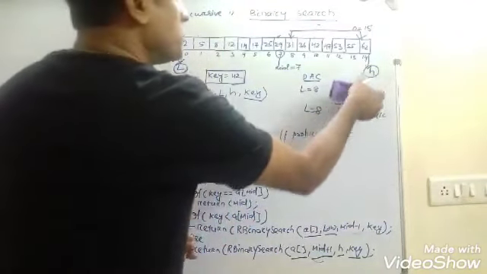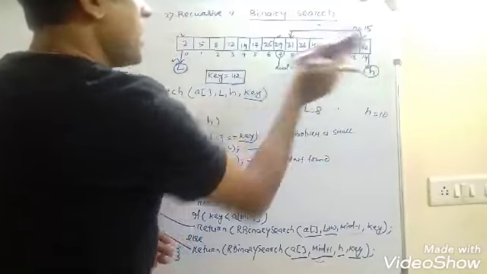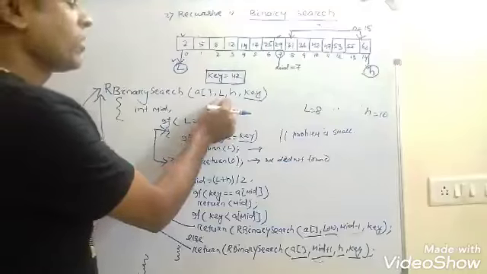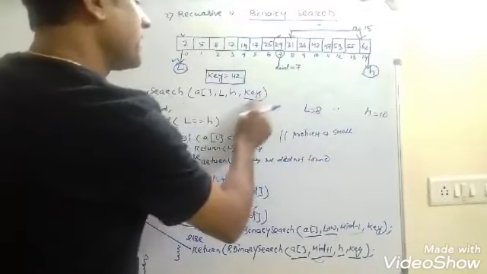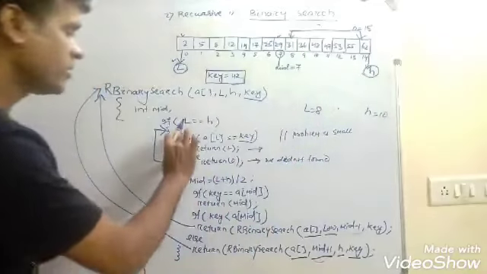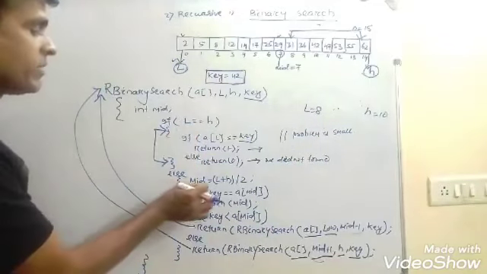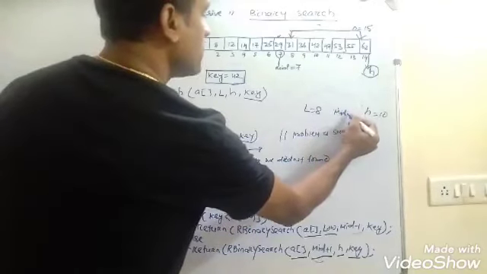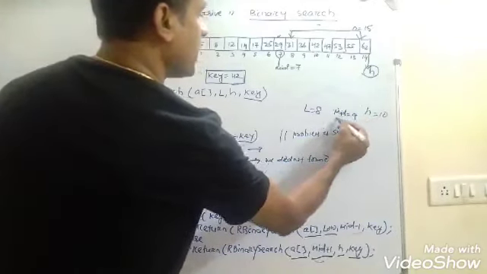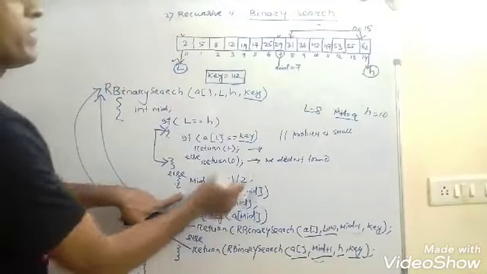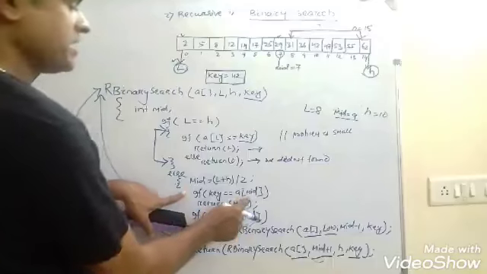Now after this it will go again here. Array is there, low is 8, high is 10, key is equal to 42. It will check low equal to high, low is not equal to high. It will not go here, it goes to the else part. It will calculate the mid. Mid equal to 10 plus 8 divided by 2, that is 9. Now it will check key equal to A of mid. A of 9 is 36. My key is not equal.